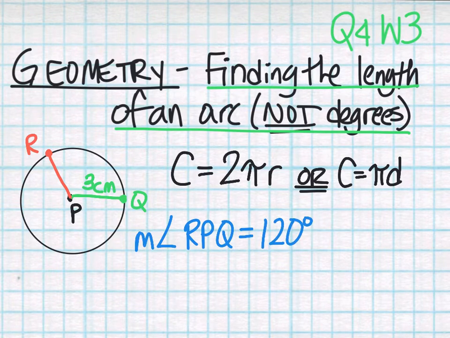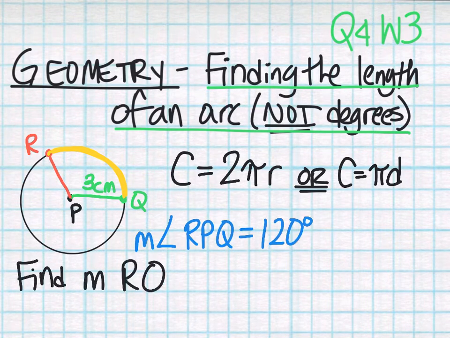So if I want to find the length of an arc, an arc is a piece of a circle. The arc is created by this angle RPQ. So arc RQ is this piece right here that goes between point R and point Q on the circumference. So I'm going to say, find the measure of arc RQ.